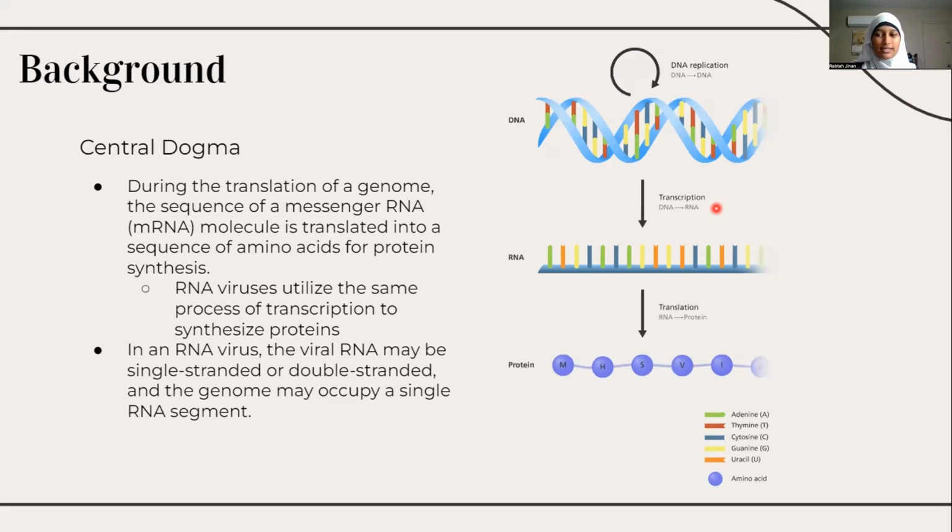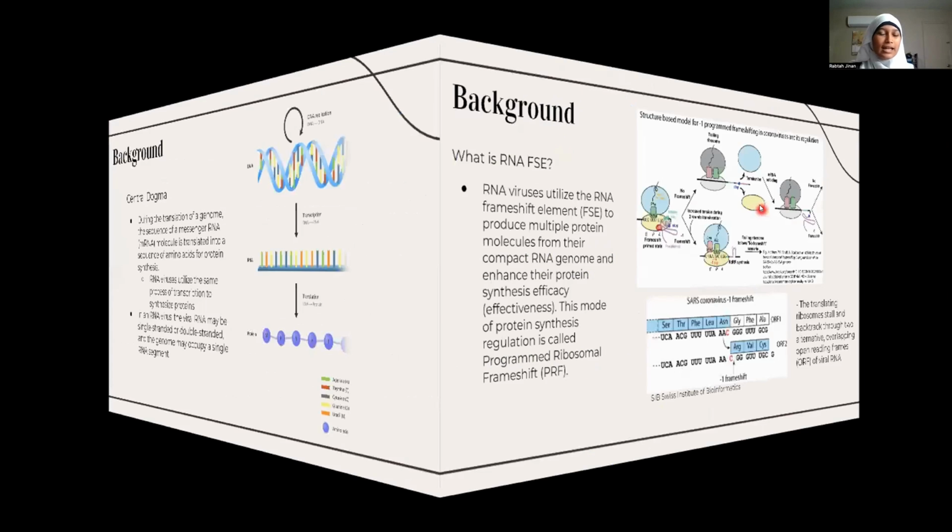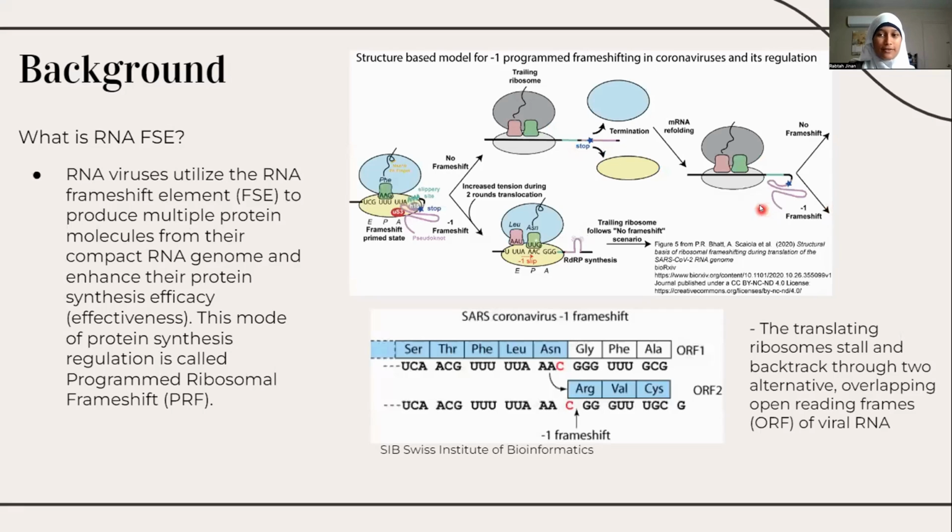And an RNA virus is one where the viral RNA can be single-stranded or double-stranded, and the genome can occupy a single RNA segment. And RNA viruses utilize the same process of translation to synthesize proteins and carry out functions for the virus's survival. Now, going into FSE, RNA viruses use the RNA frameshift element, which is FSE, to produce multiple protein molecules from their compact genome and enhance their ability to synthesize proteins.